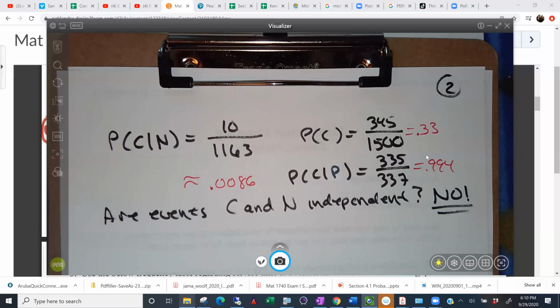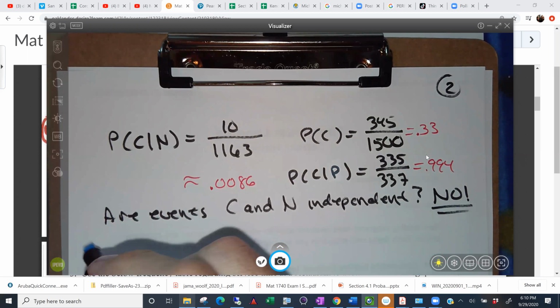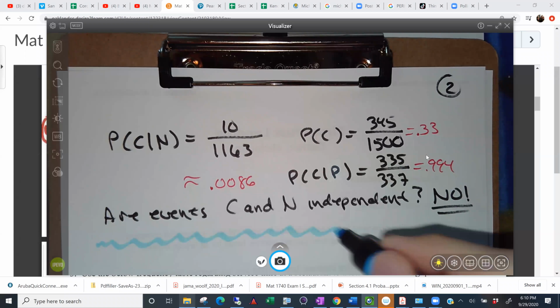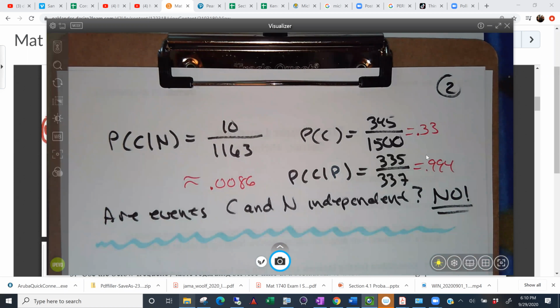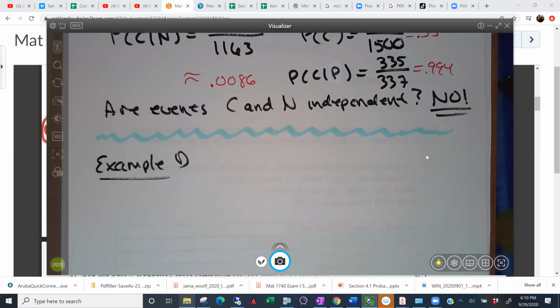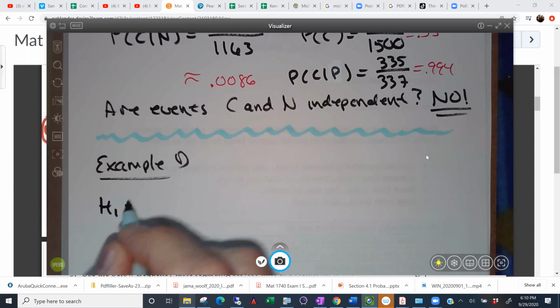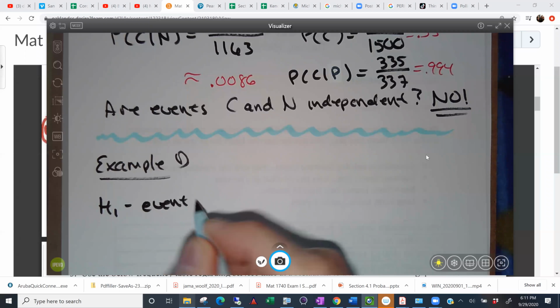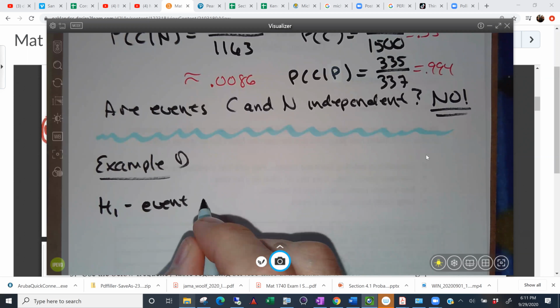Now it's time to give you an example for contrast so that you can have a better idea of why we are looking at this independent stuff at all. It seems like everything is dependent. Let me give you a different example. I'll just call this example D, just to have a label for it. But let's let H1 be the event of a head on the first flip of a coin.